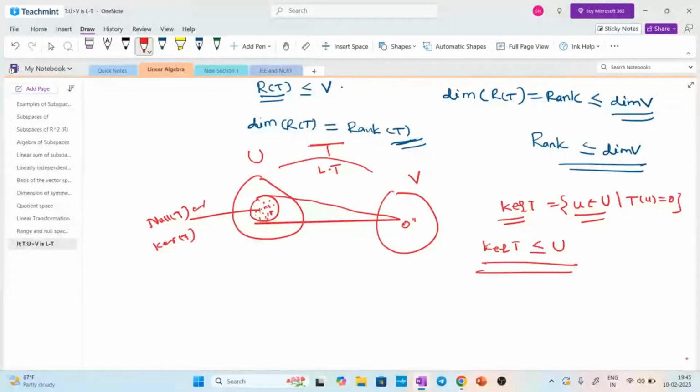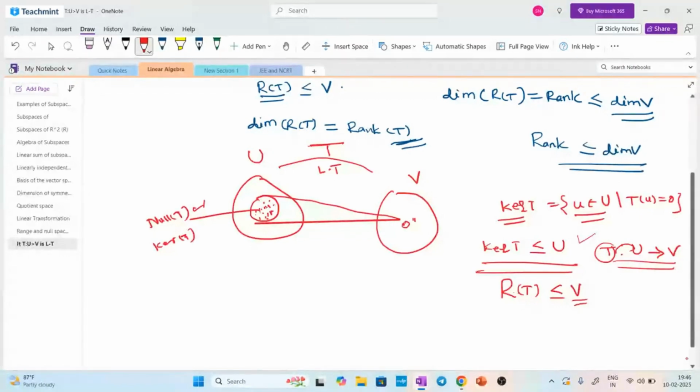The kernel is moreover a subspace of the domain vector space. Range is also a subspace of the codomain. What happens here? Range of T, R of T, is a subspace of capital V, where T is a linear transformation from U to V. Then its kernel is always a subspace of the domain vector space, and range of T is always a subspace of the codomain vector space. I hope all of you understand.